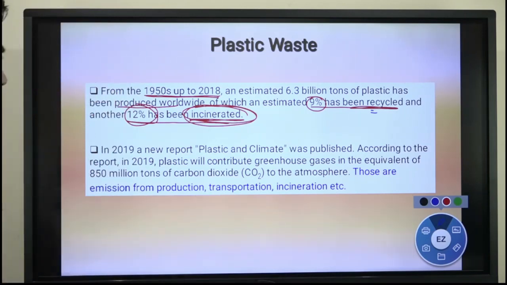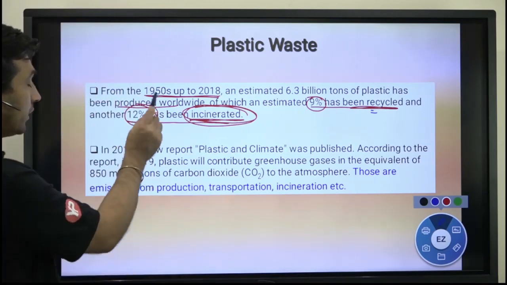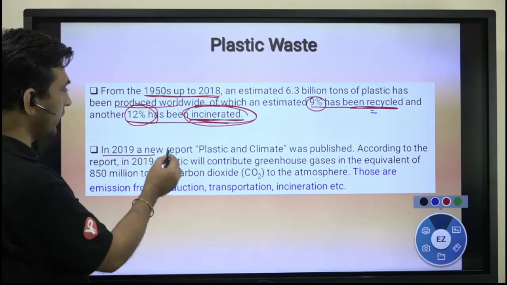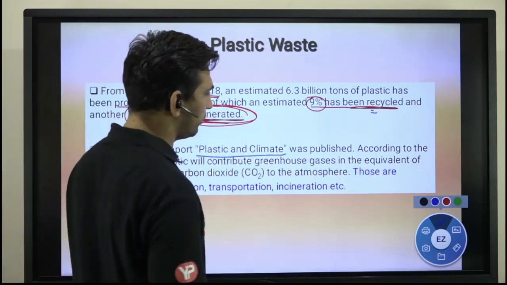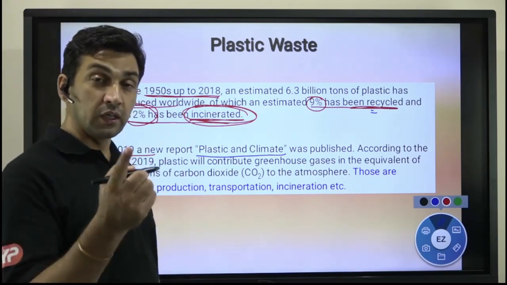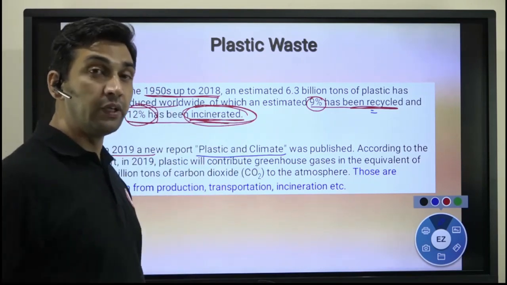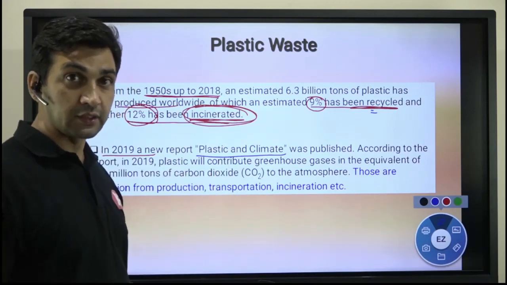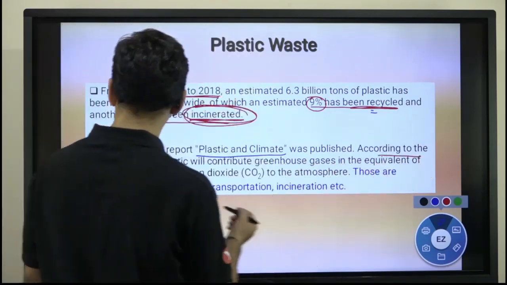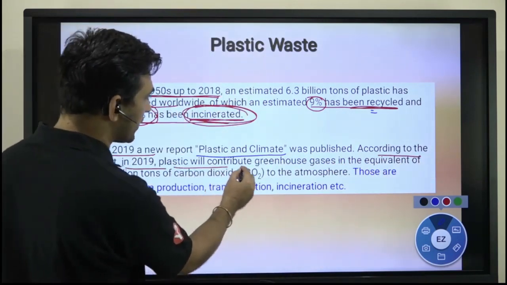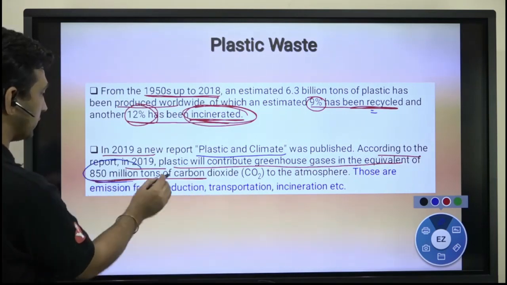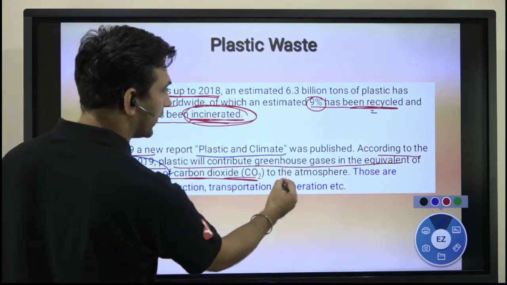And with regard to this, the use of plastic can also contribute to the greenhouse gases. In the 2008 report Plastic and Climate, we don't need to remember this report. This is just to give you an idea that plastic is also leading to the emission of greenhouse gases, or indirectly leading to global warming, right? According to this particular report, plastic will contribute greenhouse gases in the equivalent of, think of this, 8 million tons, too huge, carbon dioxide to the atmosphere.